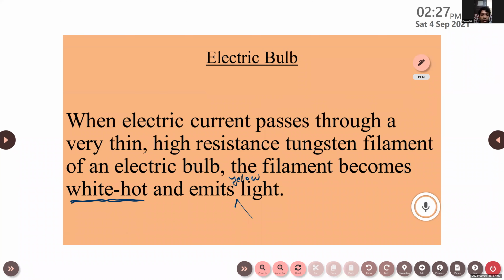Some particular types of gases are filled inside CFL and LED. As a result of the collision of the electrons, those gases are responsible for the production of the light and its color. Here we will not discuss those points. We are only discussing the working of the electric bulb, how it works based on the principle of Joule's law of heating effect of electric current.